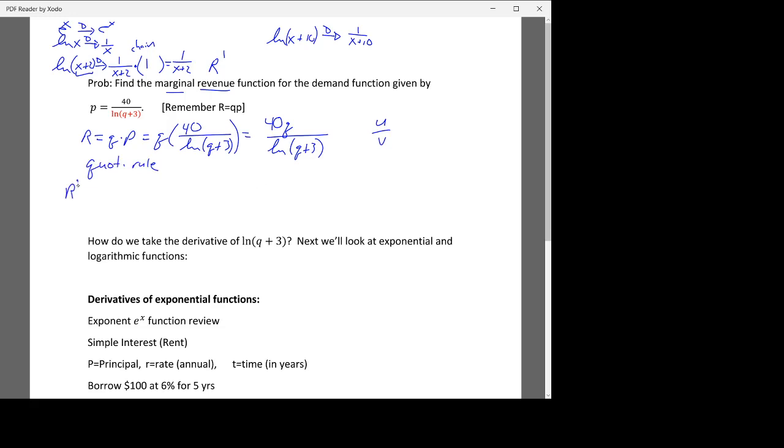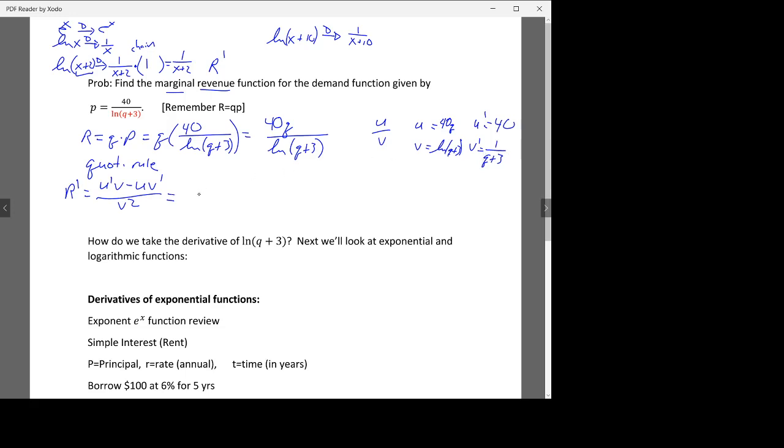And that's r prime is u prime v minus uv prime over v squared. How do I remember which one's first in the minus? It's alphabetical order, uv, right? QRST UV, it's in alphabetical order. So we need a u and a v and a u prime and a v prime to plug into that guy. And the u is the top, 40q. And the v is the bottom, natural log of q plus 3. Pretty awful, right? Except the derivative of this is just 40. And the derivative of natural log of that is just 1 over q plus 3, right? And then the chain rule, but the slope of the line is 1, so we don't have to worry about anything. Then we just plug those in.